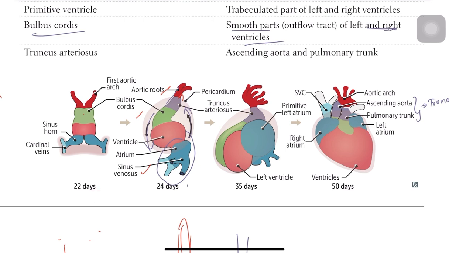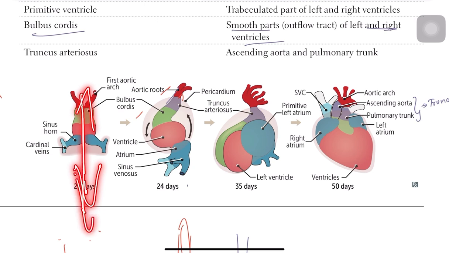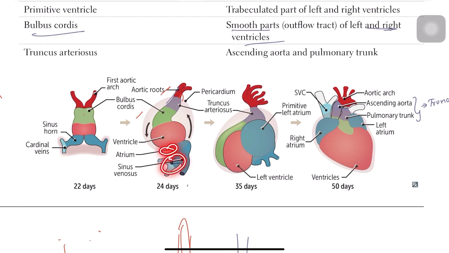Now as the development starts, it grows cranially and caudally, and since it cannot grow more caudally, it will twist on itself, so that all your atria and sinus venosus which are formed will be pushed backward or posteriorly, whereas your ventricle will be pushed more towards anteriorly. So you have bulbous cordis and aortic roots. First we will deal with truncus arteriosus and bulbous cordis.